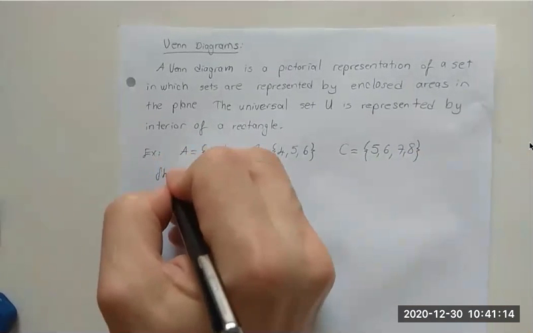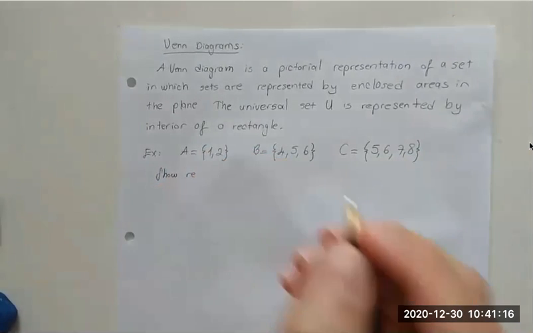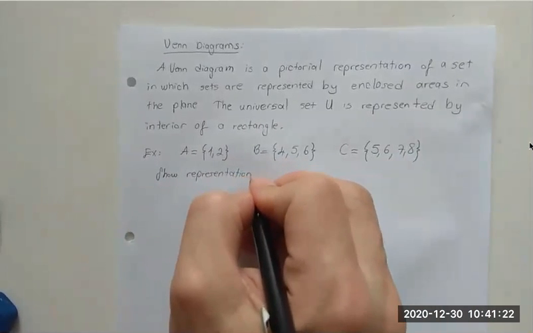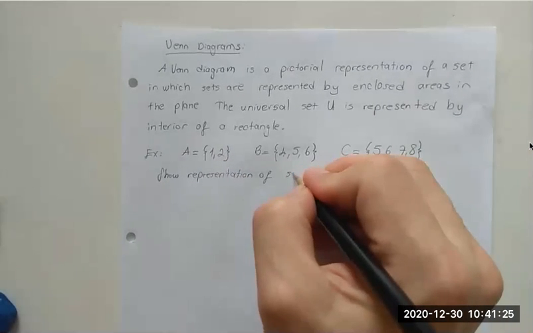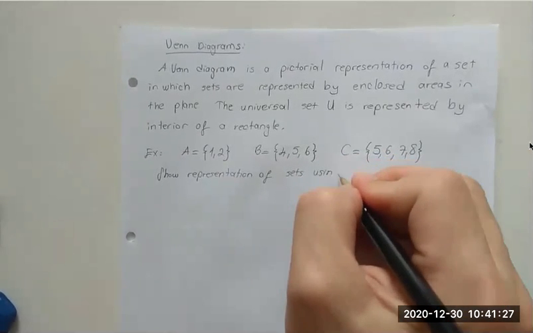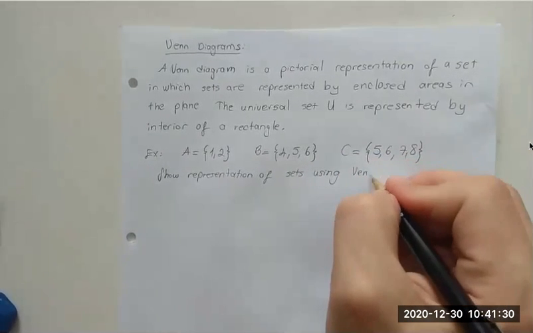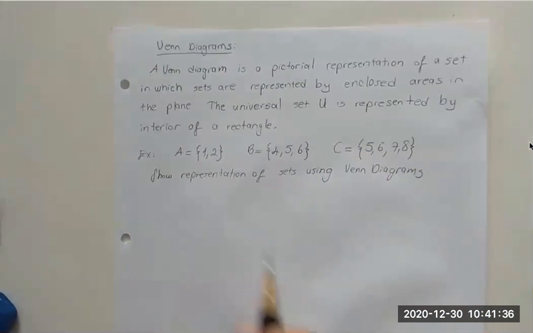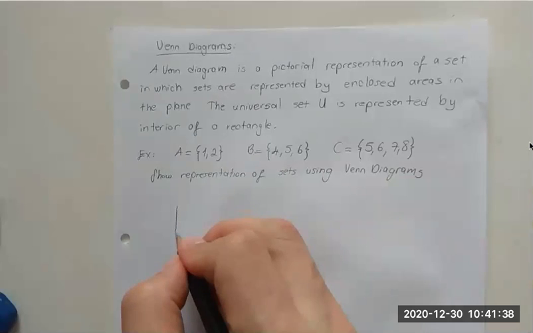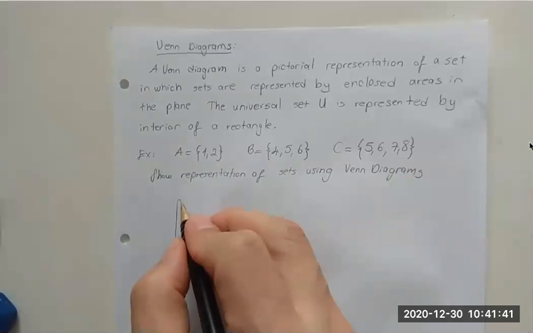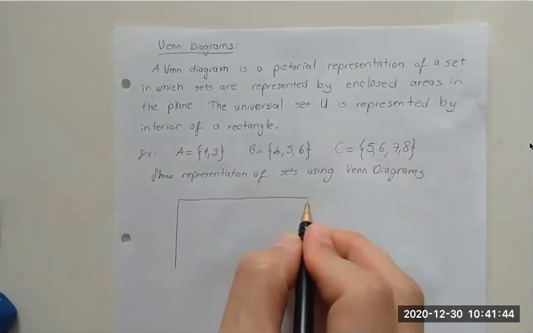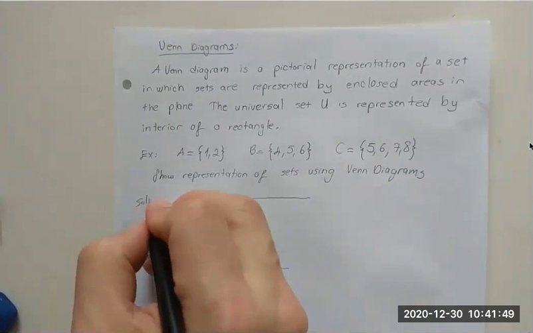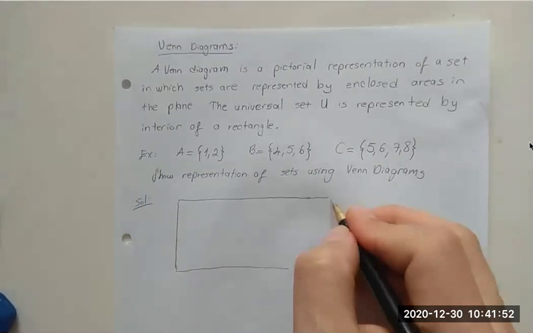Show representation of sets using Venn diagrams. So we have as a universal set a rectangular form like that. Okay, this is the solution or answer of the example.